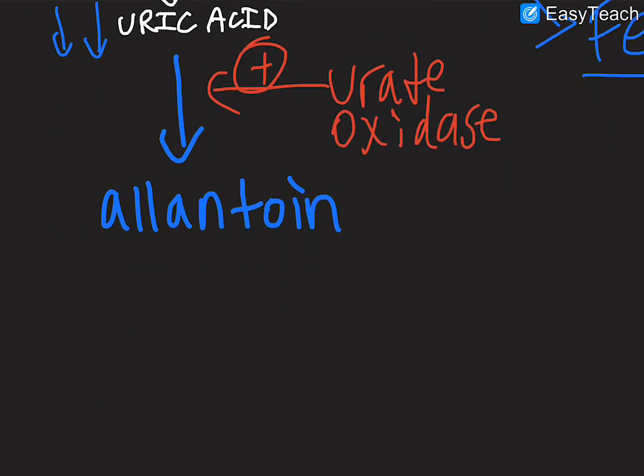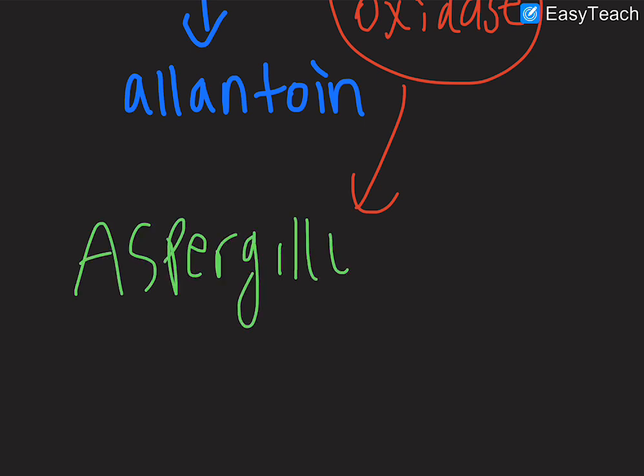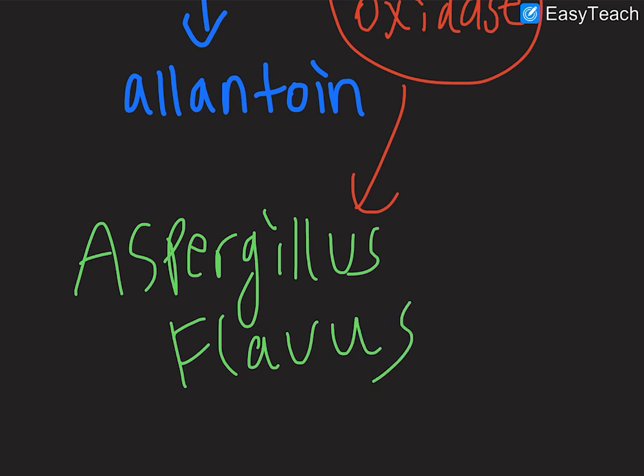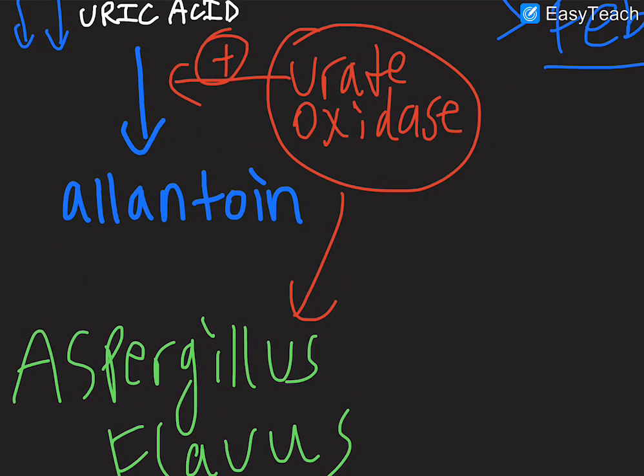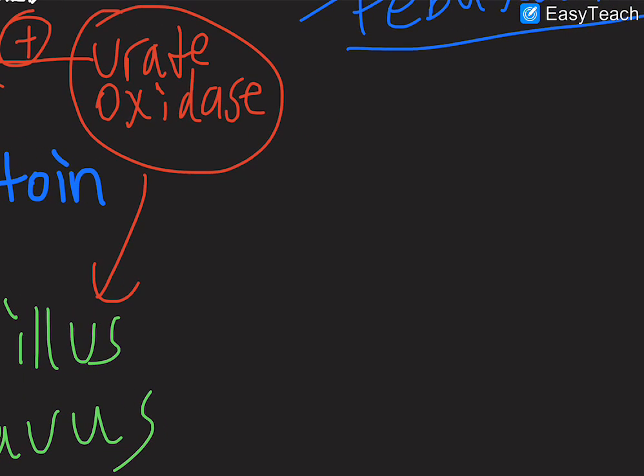Specifically, you can find urate oxidase in a specific fungus species, and that fungus species is called Aspergillus flavus. So in Aspergillus flavus, you can find urate oxidase. But what we can do is make a recombinant form of urate oxidase called rasburicase.